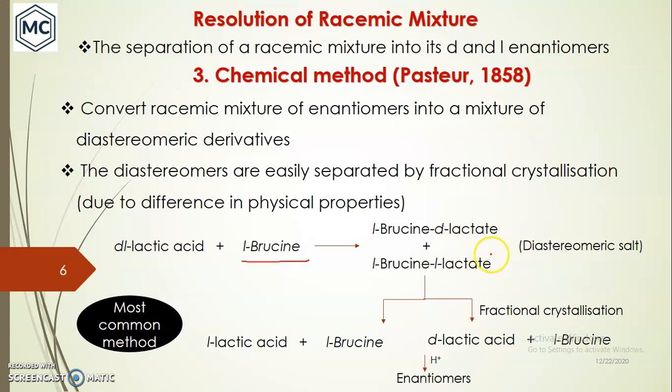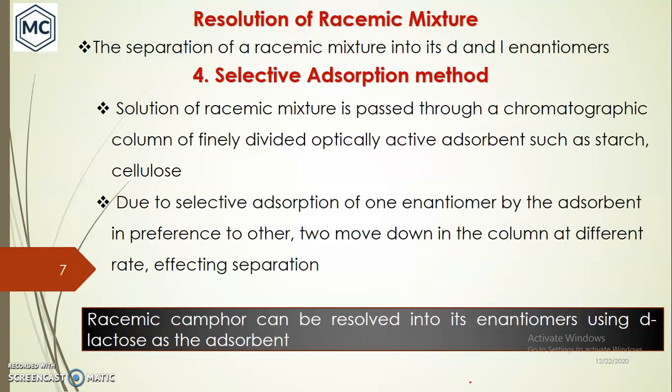So this can be fractionally crystallized due to different properties. And this you get separated, then L-lactic acid, L-brucine, and D-lactic acid and L-brucine can be fractionally crystallized. Then finally, on acidification or basification, you get the pure enantiomer. This is the chemical method and this is the most common method too.